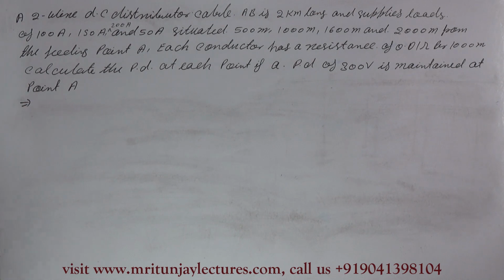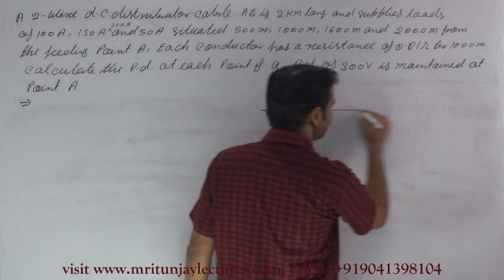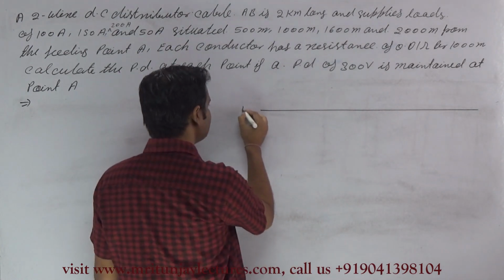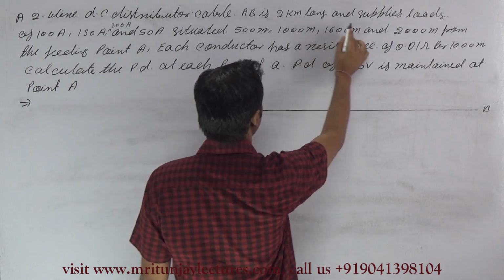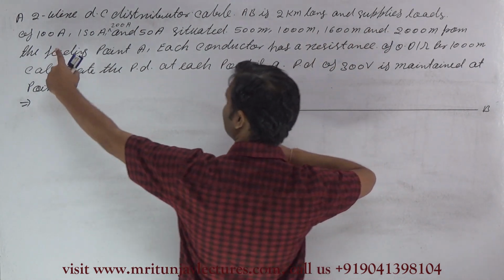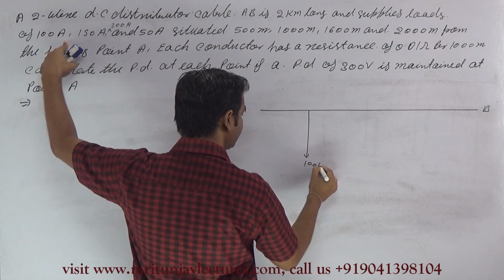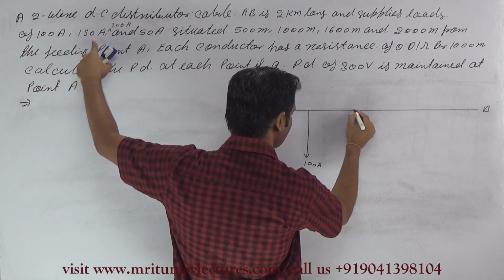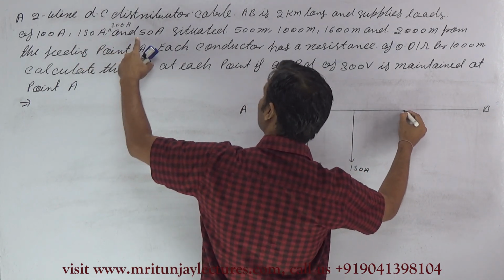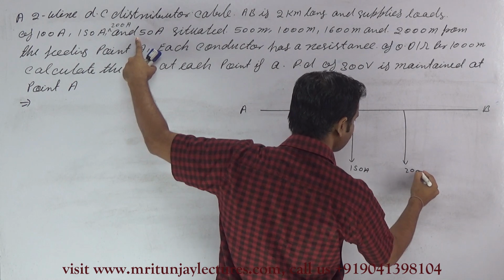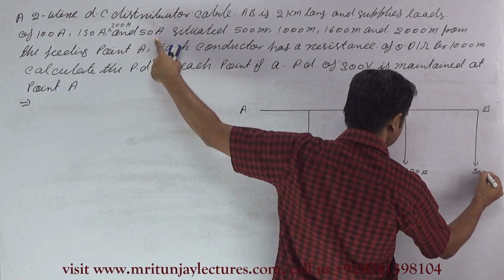Now corresponding to the question, a 2-wire DC distributor cable. First of all, make the diagram, that is A and that is B. It is a 2 kilometer long supply, a 2-wire system, with loads of current 100 ampere, after that 150 ampere, after that 200 ampere, after that 50 ampere, like this one, that is 50 ampere.